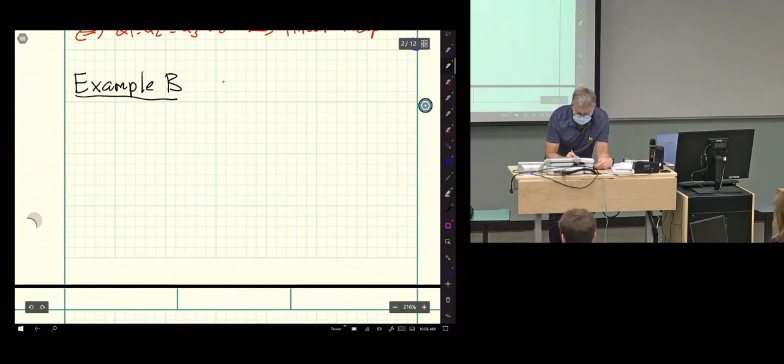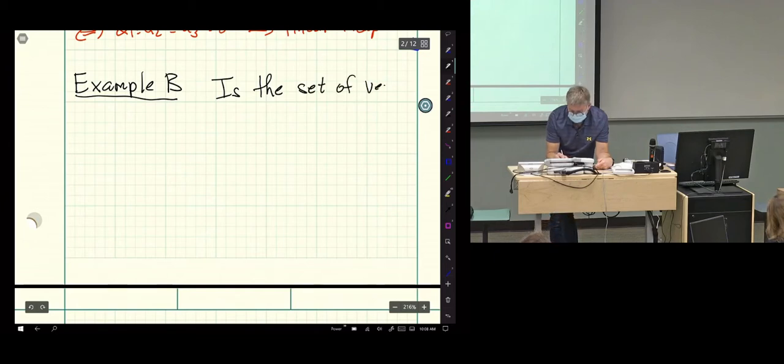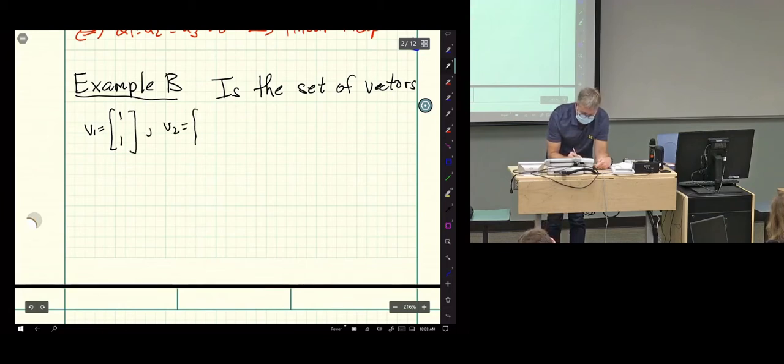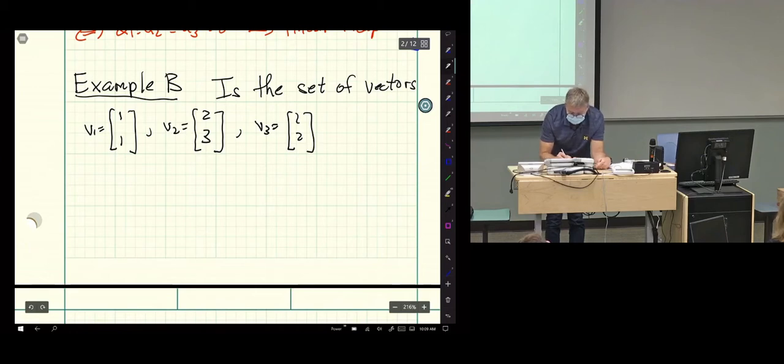So, is the set of vectors, now I'll call them V1, V2, V3, and I'll do 1, 1, V2 super complicated 2, 3, and then V3, 1, 2. Is this set linearly independent?